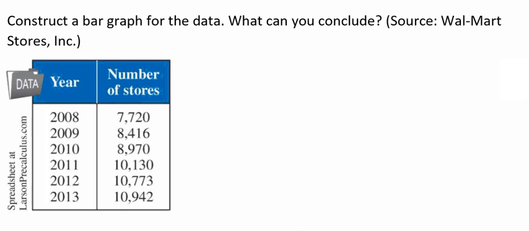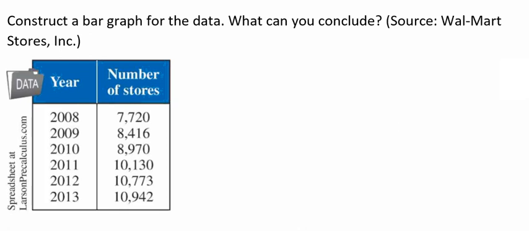So here in our example, it says construct a bar graph for the data. What can you conclude? So this is coming from Walmart Stores Inc. In the year 2008, there were 7,720 stores. In 2009, there were 8,416. In 2010, there were 8,970. In 2011, there was 10,130. In 2012, there was 10,773. And in 2013, there was 10,942.